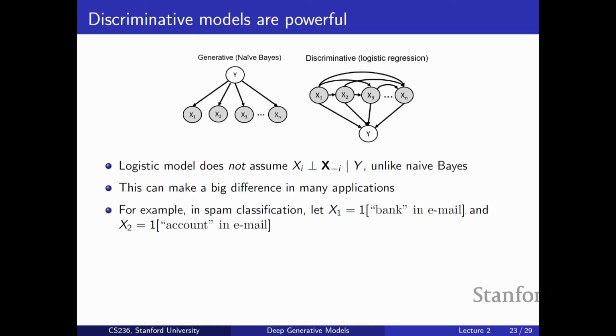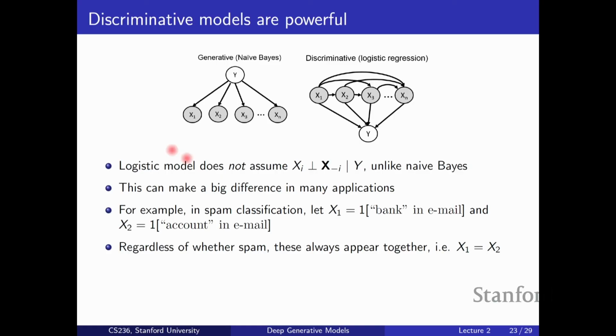Like if you think about spam classification, there might be 2 words in your vocabulary, like bank and account. Knowing whether one appears in the email, so knowing x1, tells you a lot about whether x2 appears in the email. But the naive Bayes model assumes that it doesn't help. So that assumption is clearly wrong in the real world. The discriminative model does not make that assumption explicitly, right? And so let's say that in your data set, these 2 words always appear together. So whenever there is bank, there is also account.